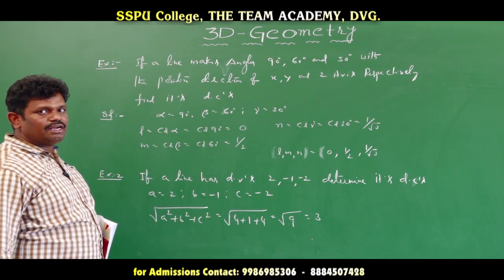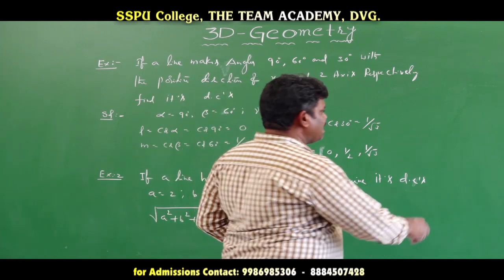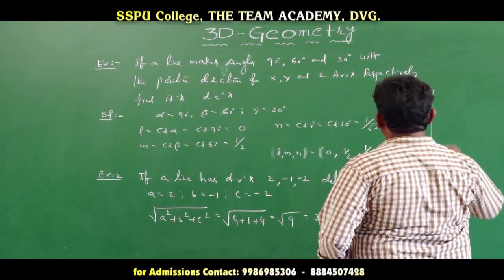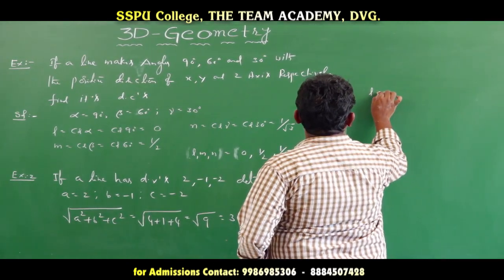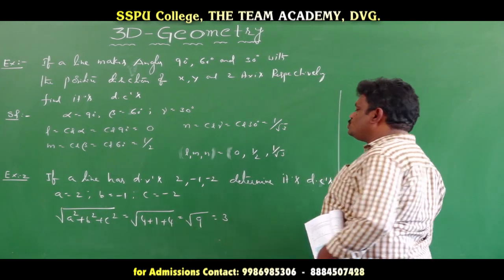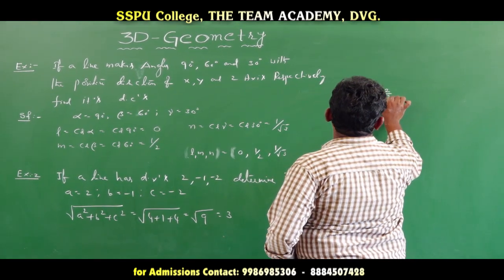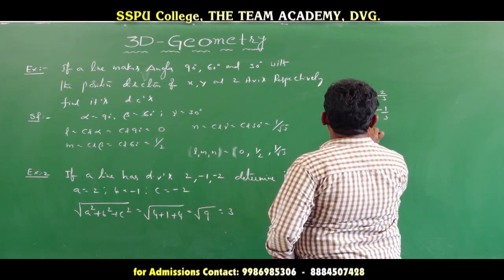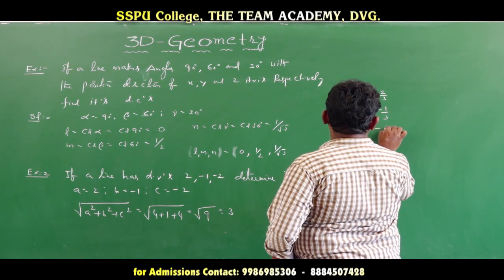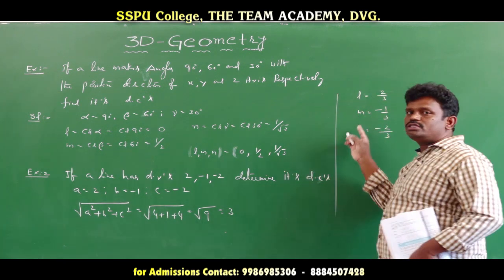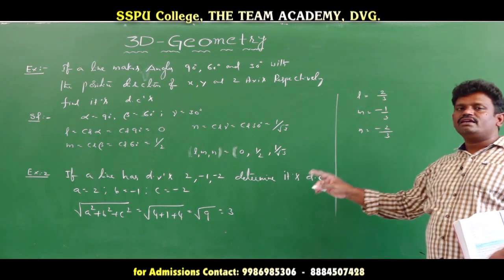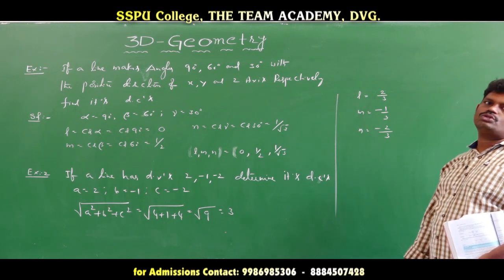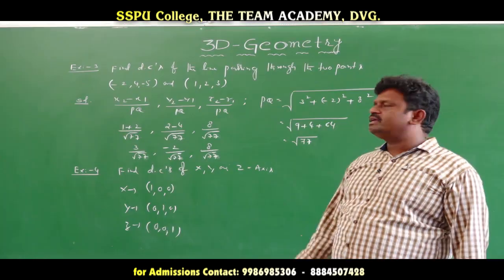Now the direction cosines: l is equal to 2 by 3, m is equal to minus 1 by 3, n is equal to minus 2 by 3. Generally it is plus or minus, but it depends on the k value. So these are the direction cosines of the given line having the direction ratios. Okay? Right.